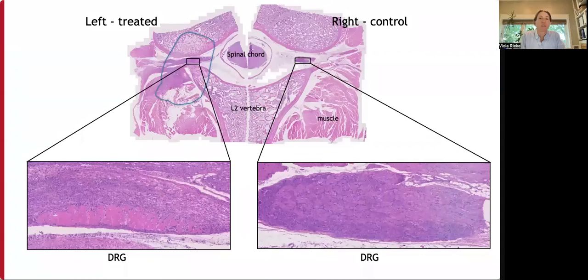Looking closer at the DRG, there's thermal damage with pycnosis of the cells seen in the lower part, but cell structure appears normal in the other parts compared to the normal DRG. Because the DRG lies partially behind the lamina, it is more shielded from the focused ultrasound.